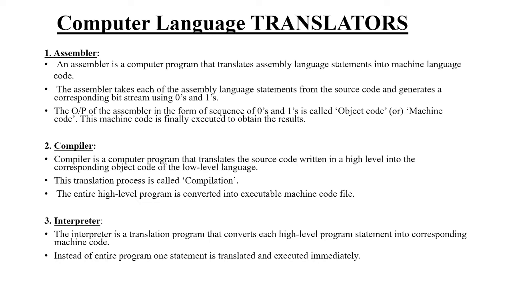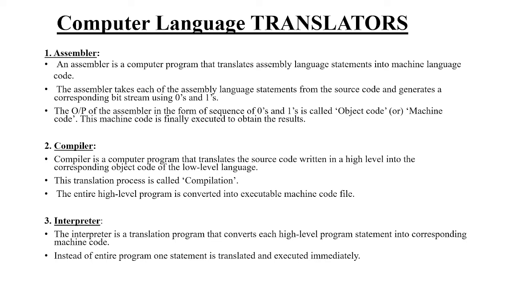Moving to the third category of translator, that is interpreter. Even this is also a translation program, that is, it is also a computer program that is going to translate the high-level program statements into the corresponding machine code. The only difference between the compiler and interpreter is this interpreter, instead of translating the entire program, it takes one statement, translates it, and it is going to execute immediately. So we can say that interpreter is going to translate step-by-step manner.